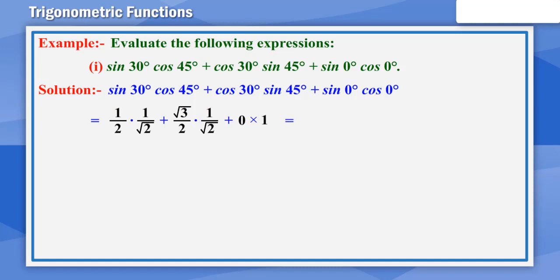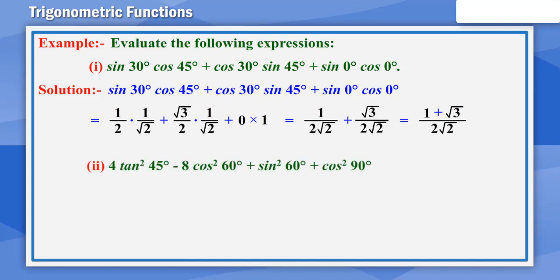This becomes equal to 1 by 2 root 2 plus root 3 by 2 root 2 is equal to, taking 2 root 2 as LCM, 1 plus root 3 comes in the denominator. So this becomes equal to 1 plus root 3 divided by 2 root 2. Second part is 4 tan square 45 degrees minus 8 cos square 60 degrees plus sine square 60 degrees plus cos square 90 degrees.